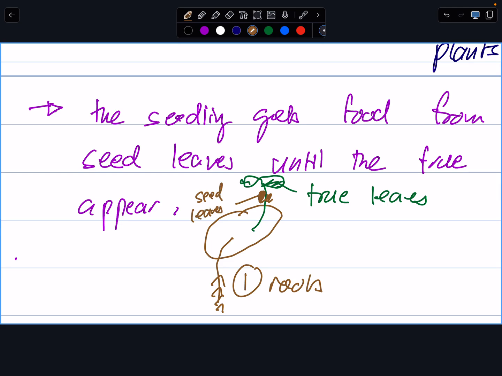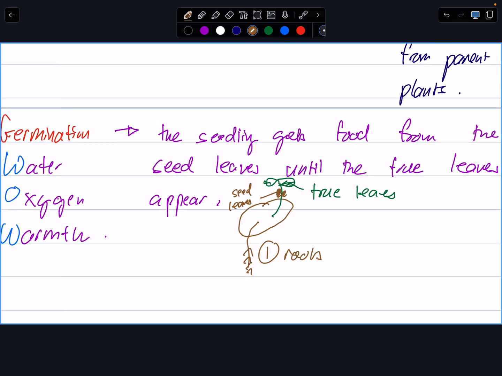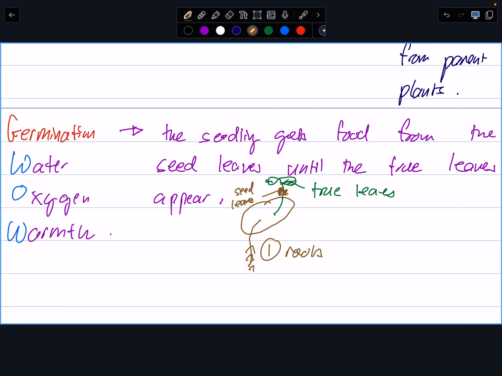Alright? And then finally, the whole cycle then repeats itself. This is roughly the summary of the key points for plant reproduction.